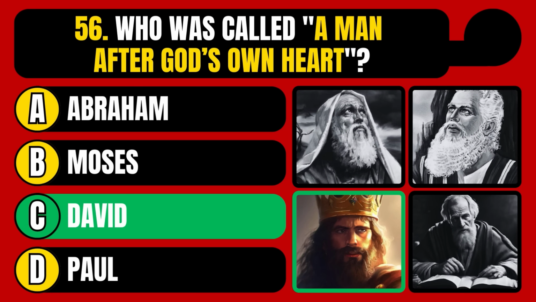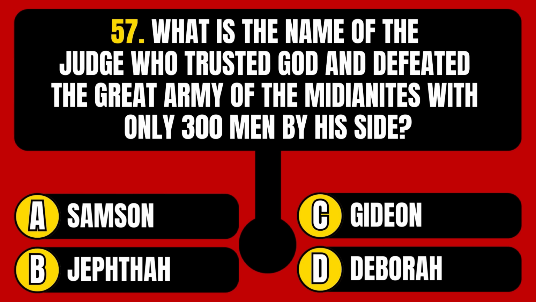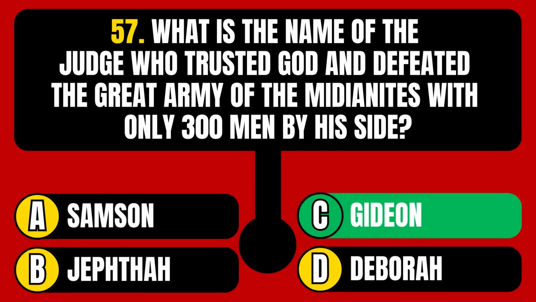The correct answer is option C, David. What is the name of the judge who trusted God and defeated the great army of the Midianites with only 300 men by his side? Samson, Jephthah, Gideon, or Deborah? The correct answer is option C, Gideon.